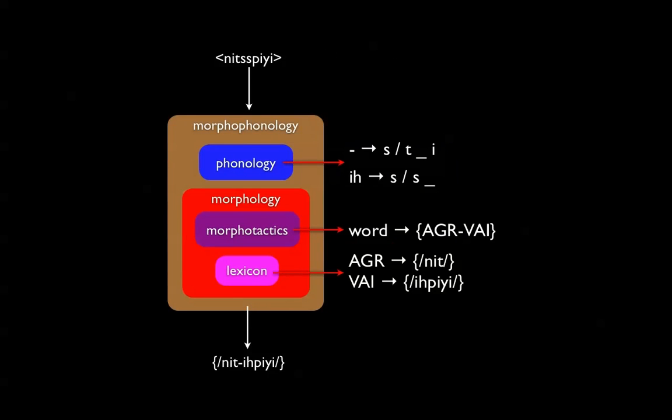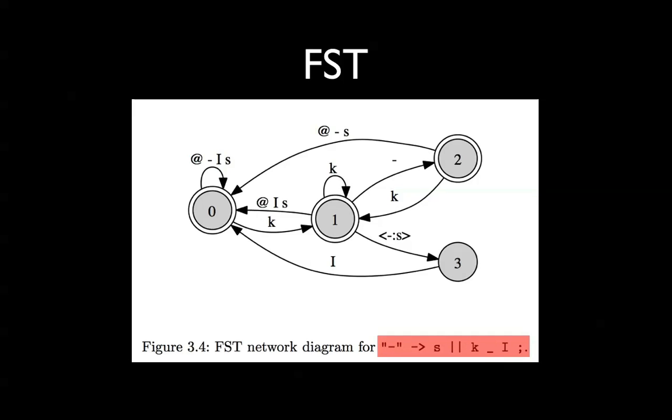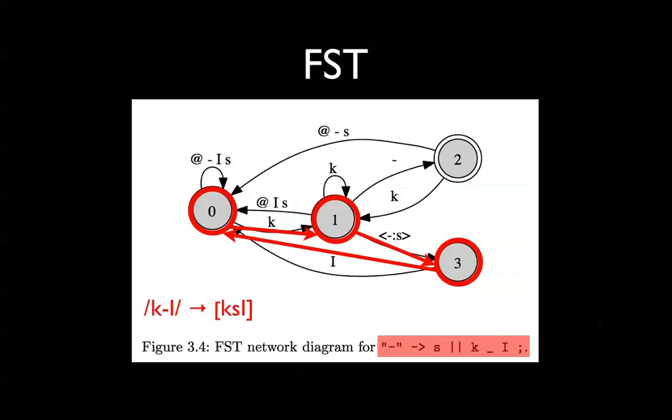Here we see a toy morphophonology which can only parse one word, namely Blackfoot nitspie, meaning I danced. The phonology is a pair of ordered rules. The morphology is represented here as a context-free grammar. And here we see a network diagram representation of a finite state transducer that encodes the Blackfoot phonological rule called breaking. An important property of finite state transducers is that they are symmetrical. Even though they are specified using a generative notation, they can be used for both generation and parsing.